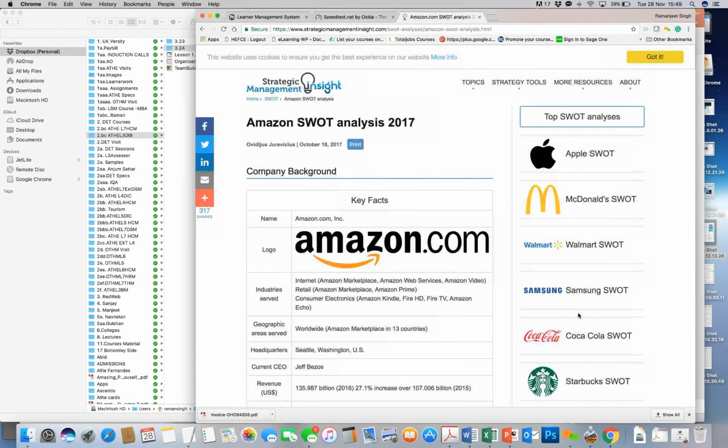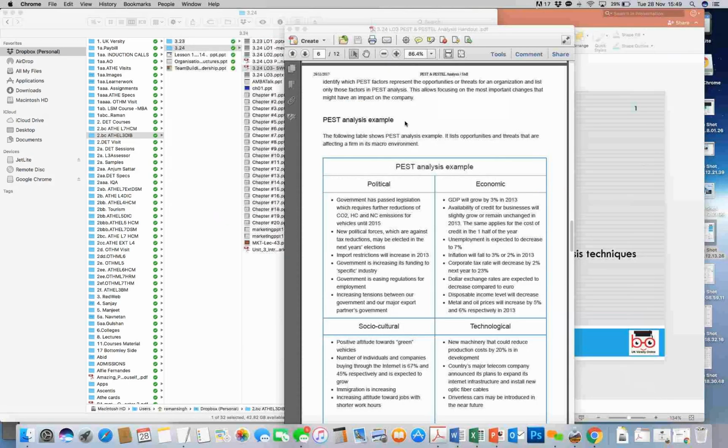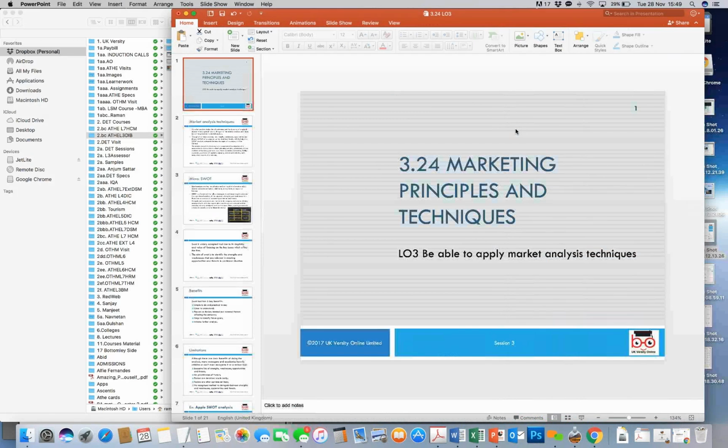So if you pick up a company which is your favorite, after reading the handout that I've given you, you might decide to do that. On a piece of paper you can do the SWOT analysis, and once you have done that, it will be good to compare it with what the site has actually presented, just as an exercise to get used to the tool. Is that okay? Any questions so far, Qasim?